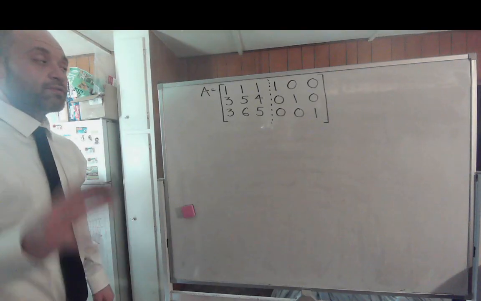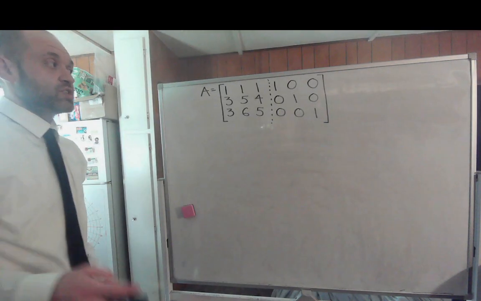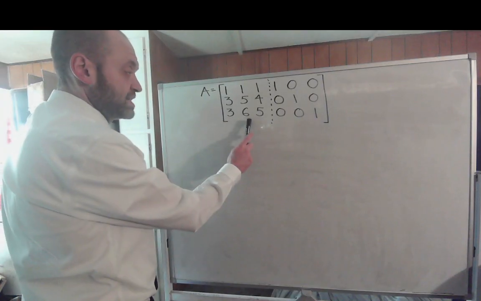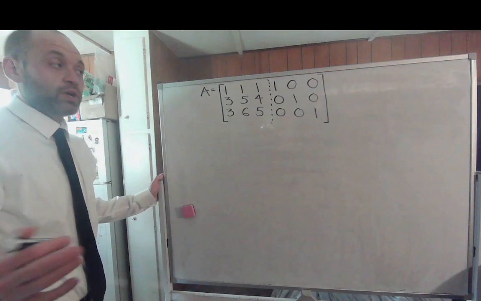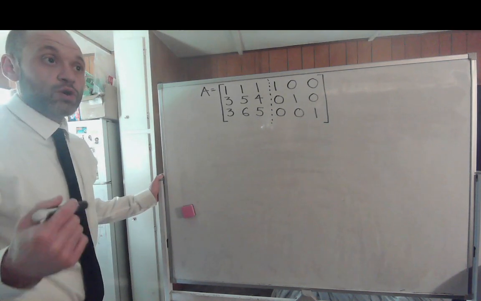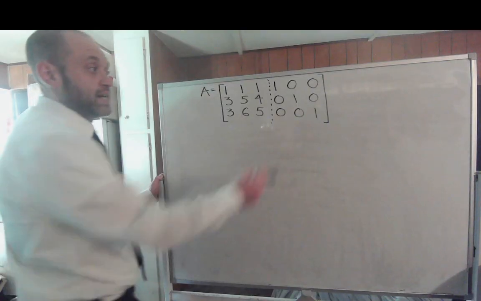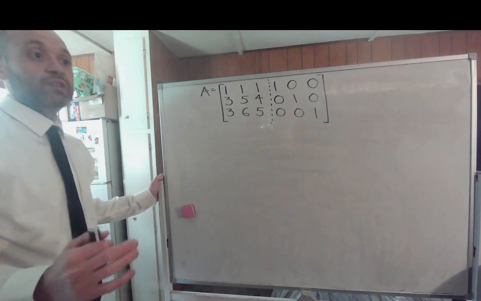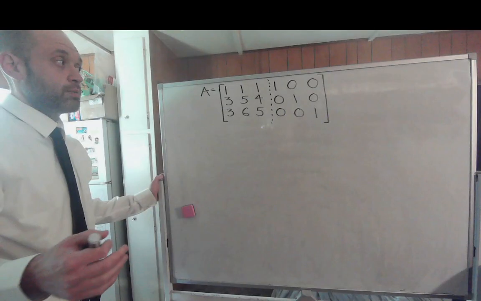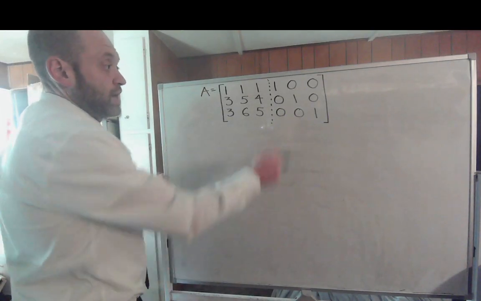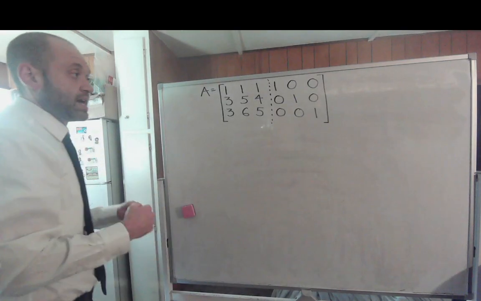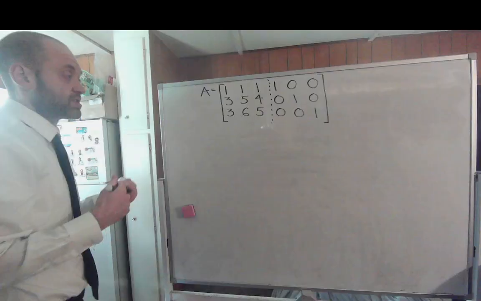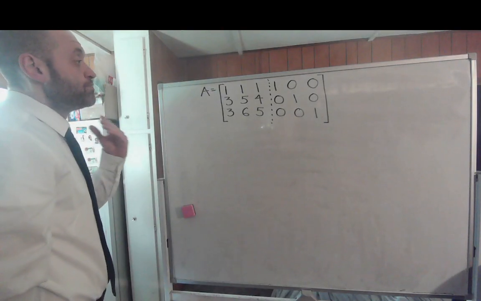We need to perform row operations to make the left-hand side become the identity matrix, or another term we can use for that is reduced row echelon form. The identity matrix is always in reduced row echelon form. And then the right-hand side will become our inverse matrix after that. So let's go ahead and perform some row operations here.